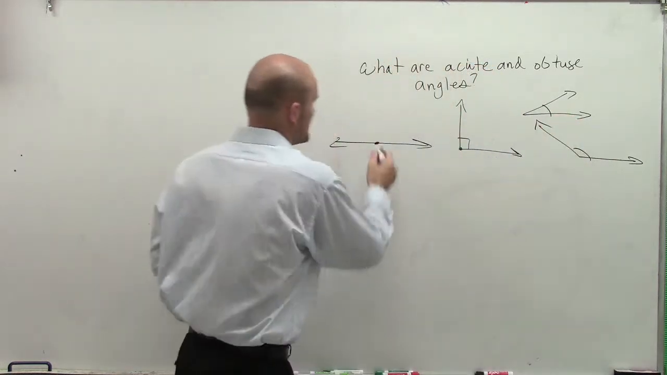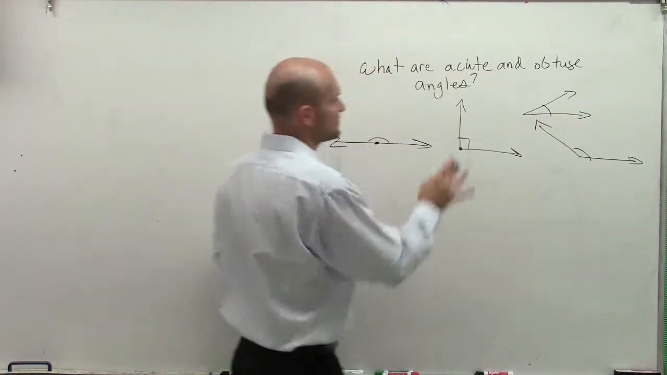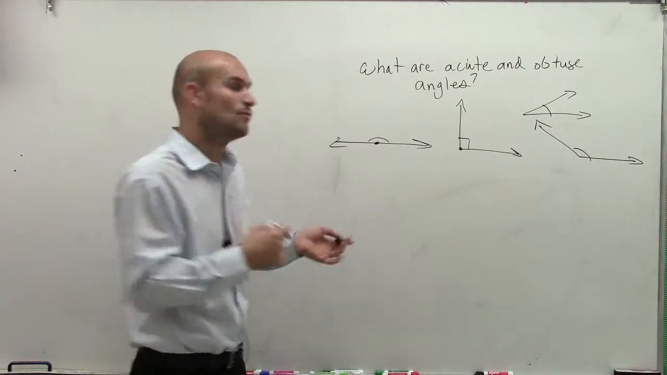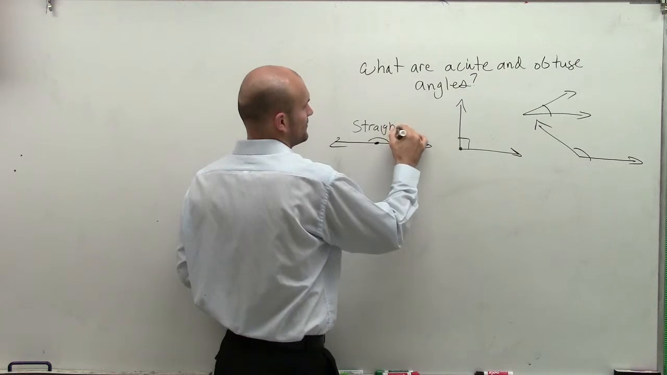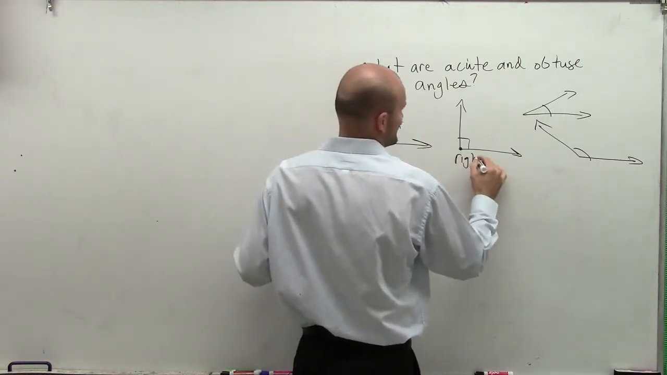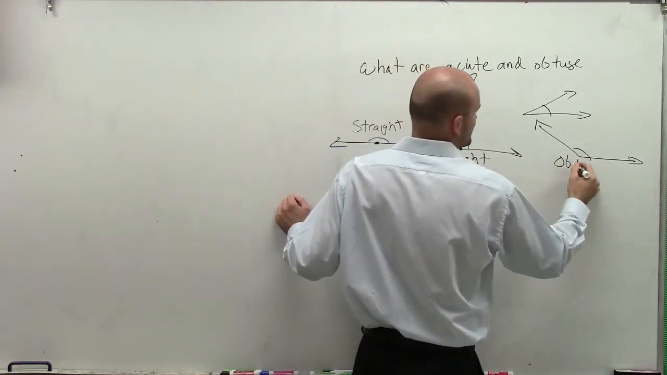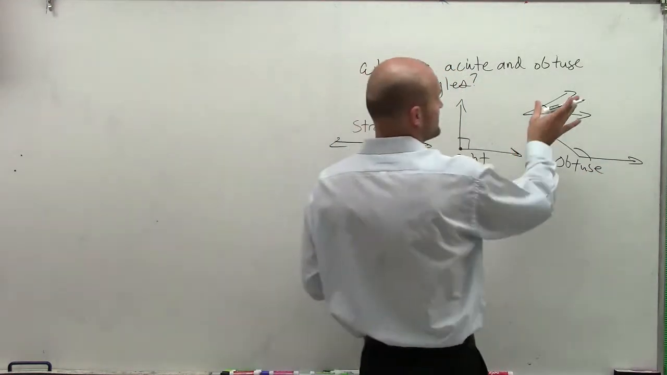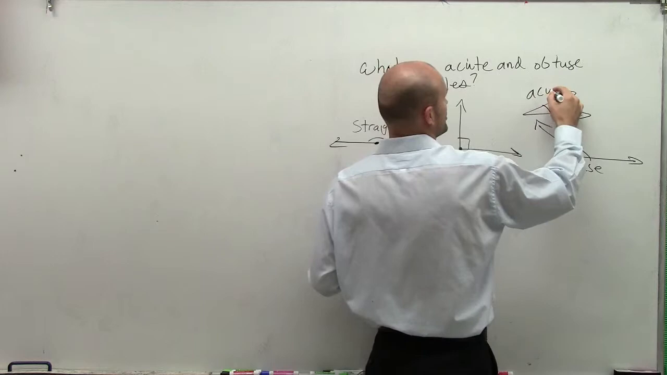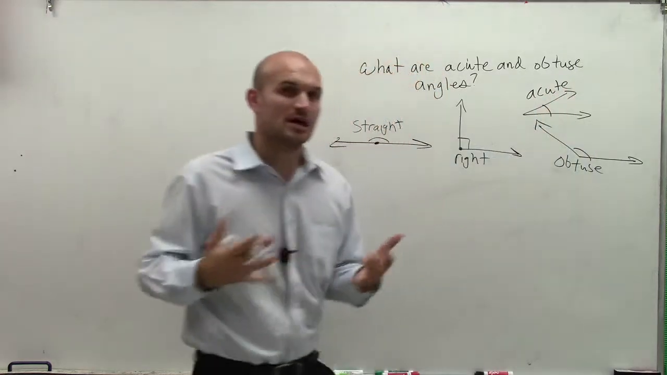Then we had angles that were between 90 and 180, which we called obtuse. So this is what we call a straight angle. Here's what we call a right angle. Angles that were between 90 and 180 were obtuse, and ones that were between 0 and 90 were acute. Right? And that was when we were talking about degrees.